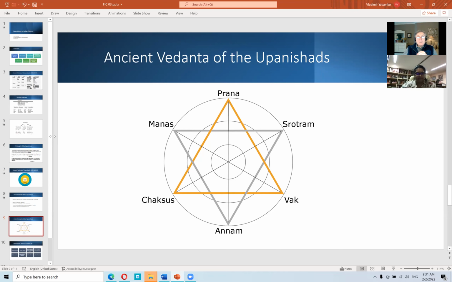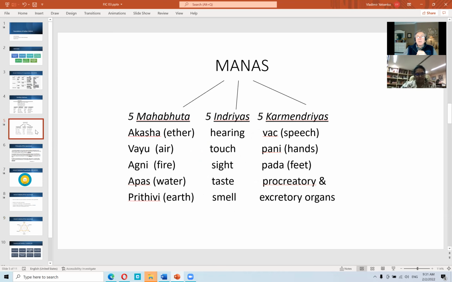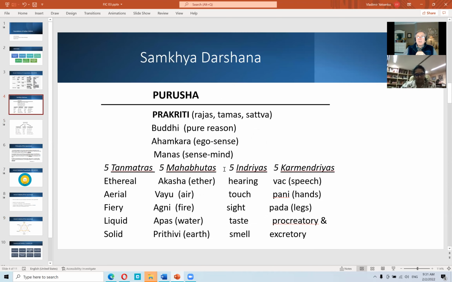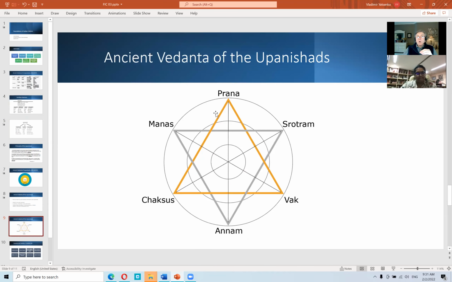Now, within the Sankhya, what we looked into last time, it's a bit different. You see, what happened here is that Manas started to dominate the Indriyas, and it was considered to be the major faculty of consciousness which draws the others, and the others are secondary, whereas in this vision, they are all equal. Manas is one of them.